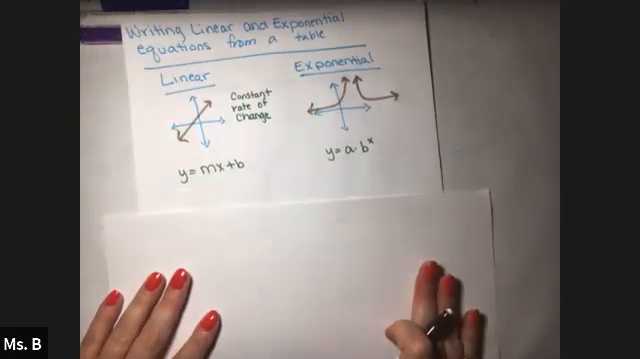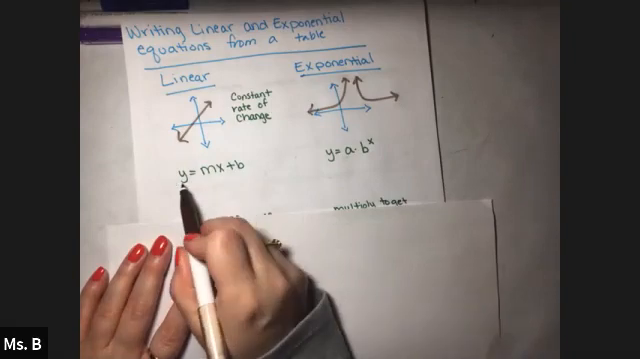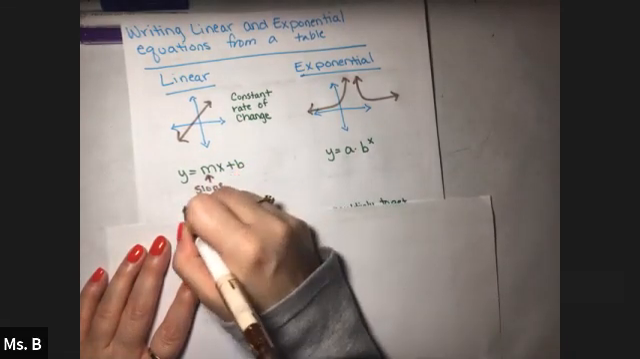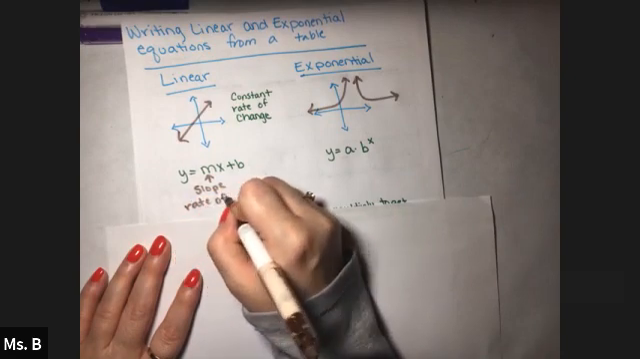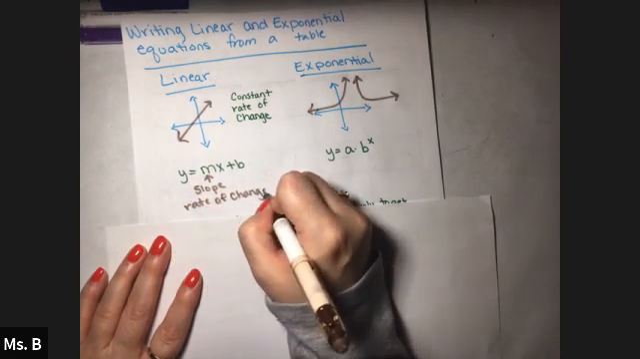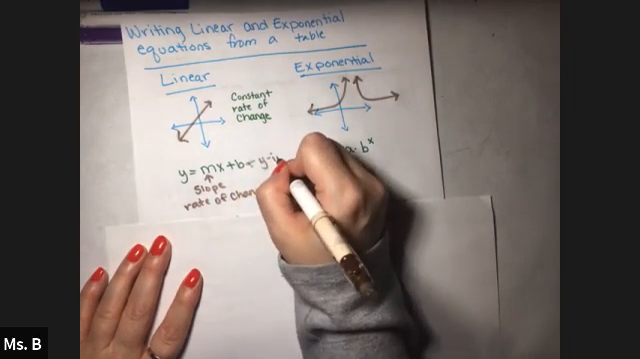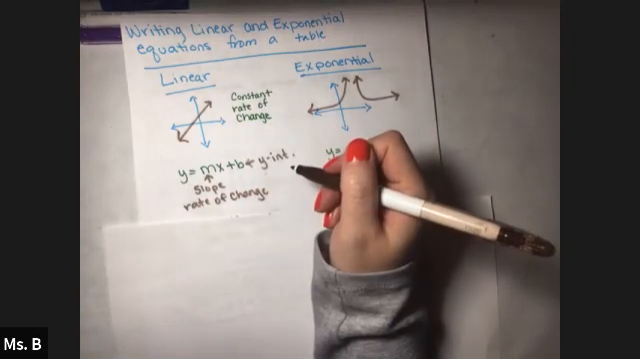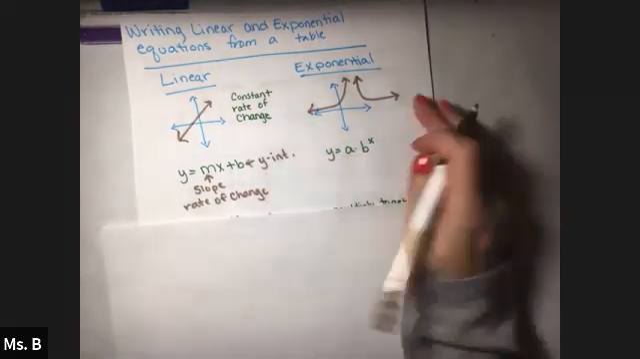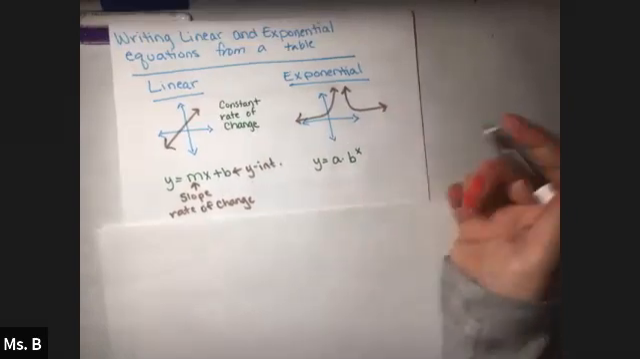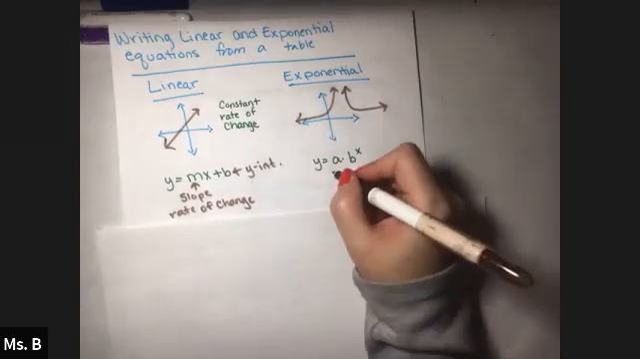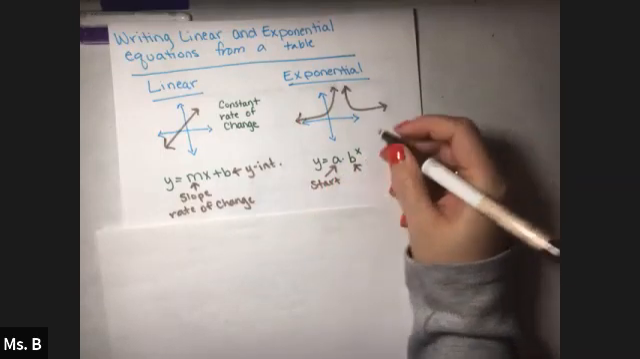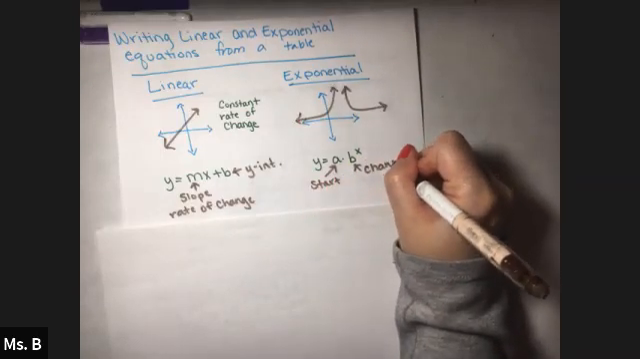For a linear equation, the equation is y equals mx plus b, where m is your slope or your rate of change, and your b is your y-intercept, which is where it's crossing the y-axis. If you're looking at a table, it's going to be the y value where x is equal to 0. For an exponential equation, we have y equals a times b to the power of x, where a is your starting amount or your y-intercept, and your b is your change or your ratio.